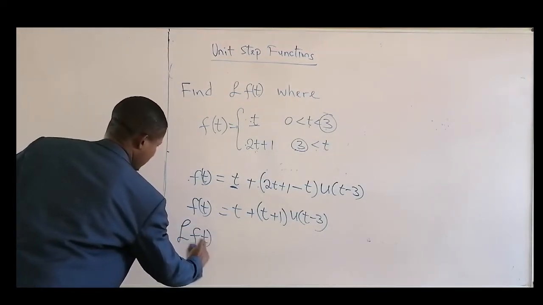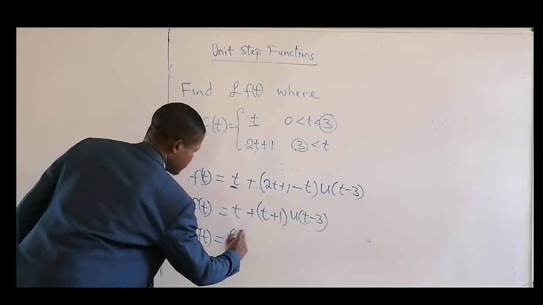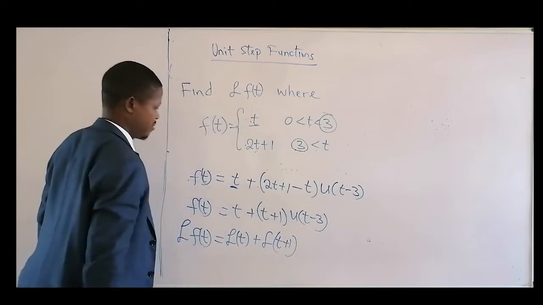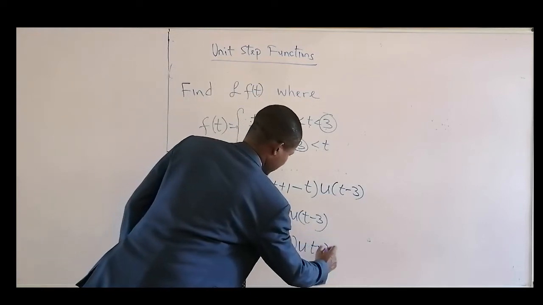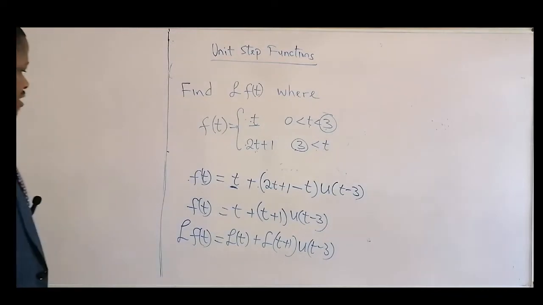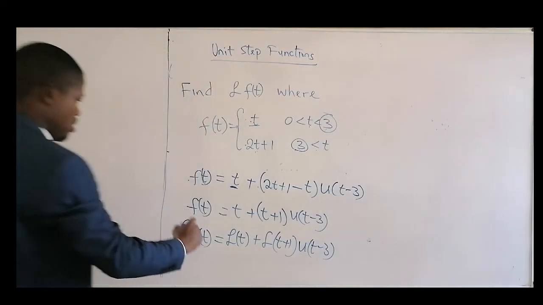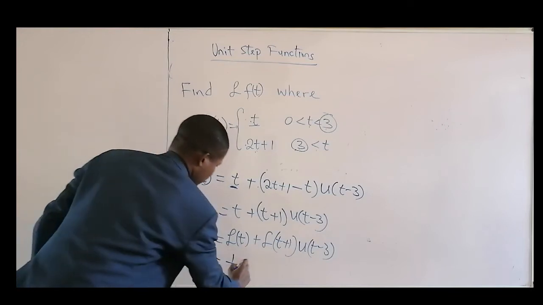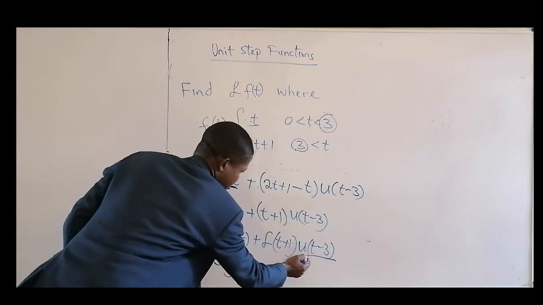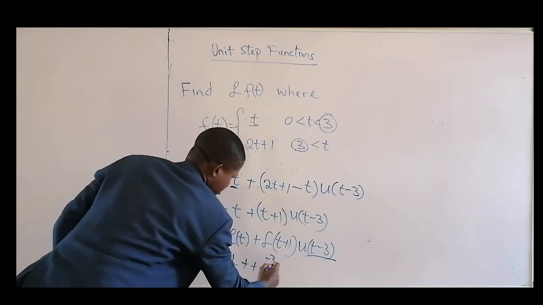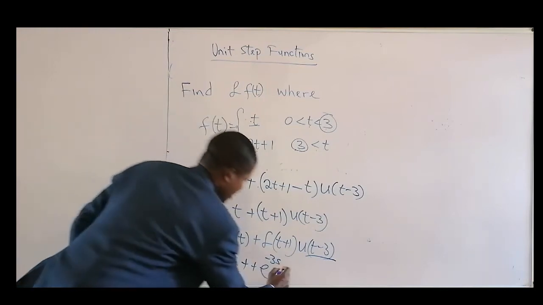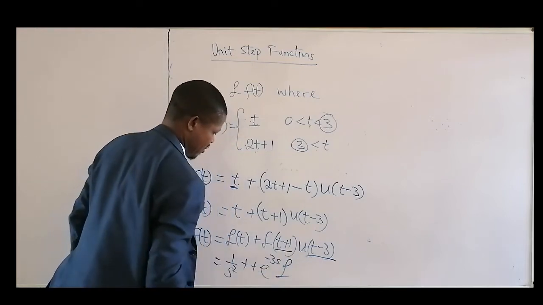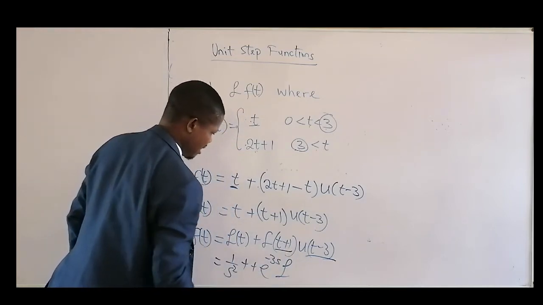Laplace of f of t now is equal to Laplace of t plus Laplace of t plus 1, u of t minus 3. So let's now solve that. It will be equal to Laplace of t, which is 1 over x squared, then plus exponential minus 3x. Then Laplace of what? So your function is t plus 1.